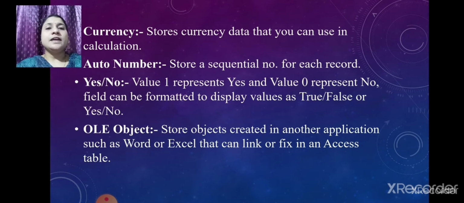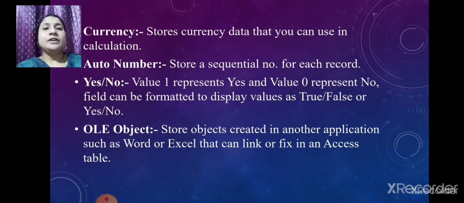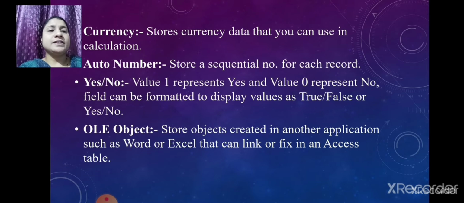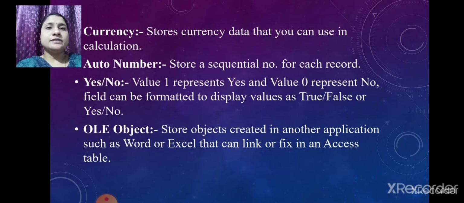Okay, then yes or no. Value 1 represents yes and value 0 represents no. The field can be formatted to display the value as true or false. You have to say whether you want that field or not. OLE objects store objects created in another application such as Word or Excel that can be linked or fixed in an Access table. So with this OLE object you can create other applications also and connect to them through links.